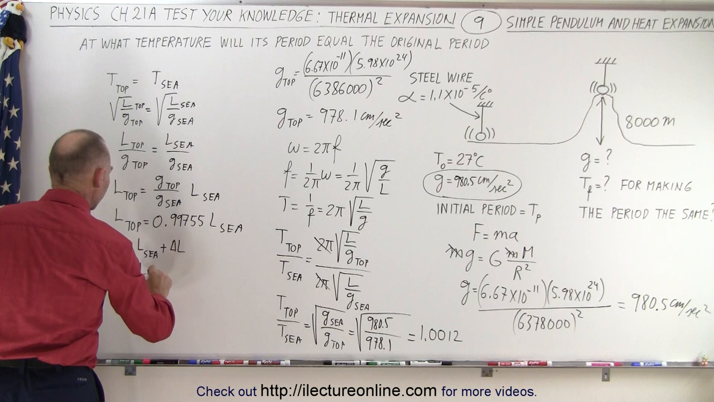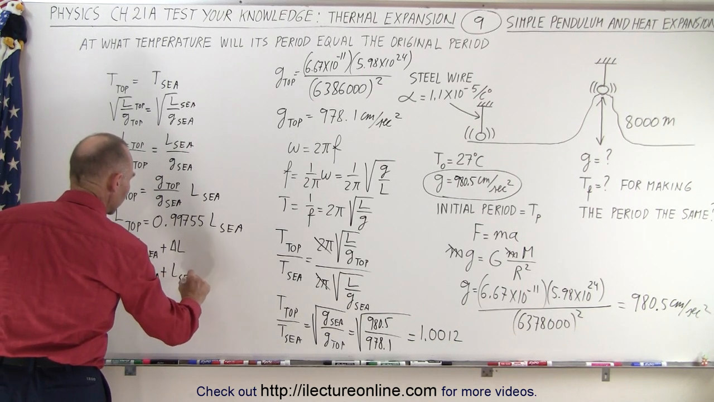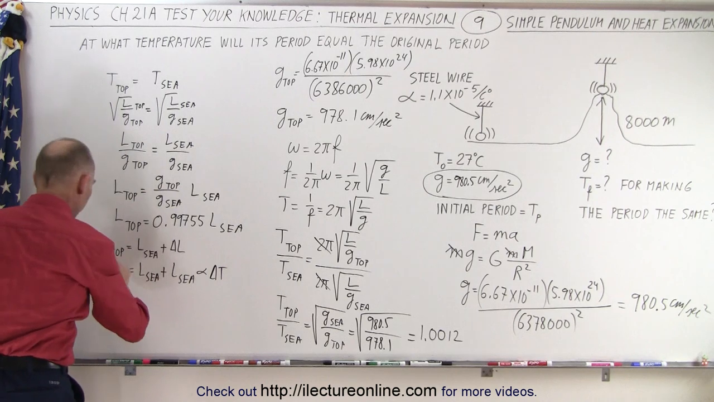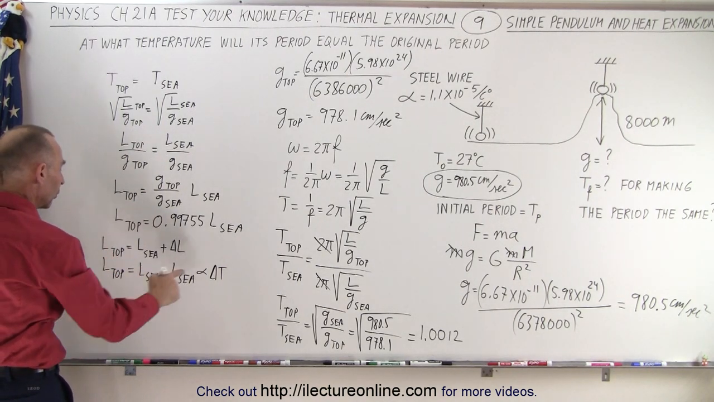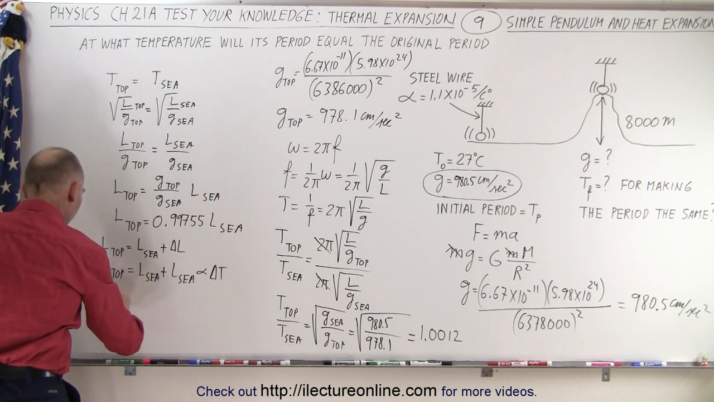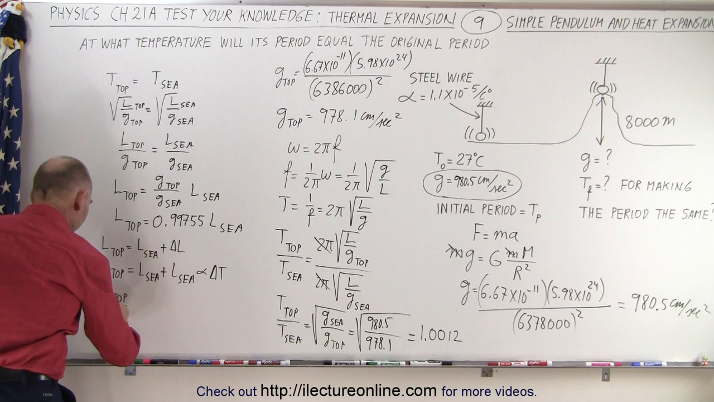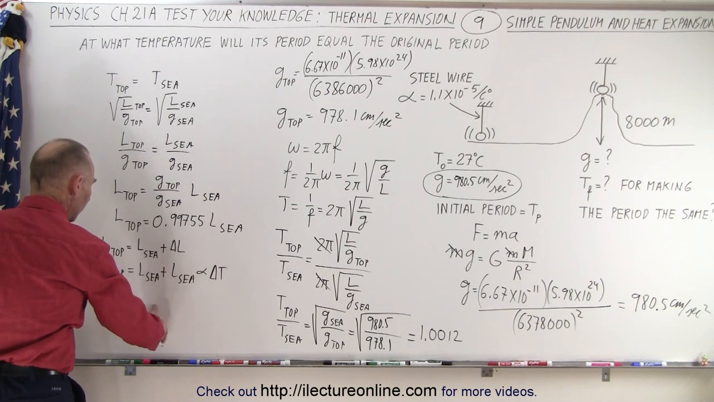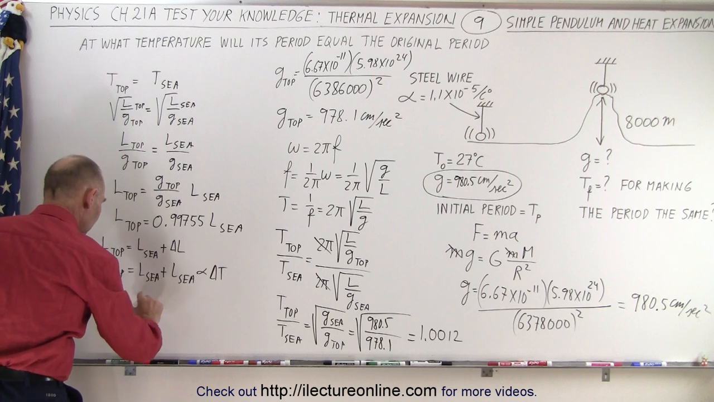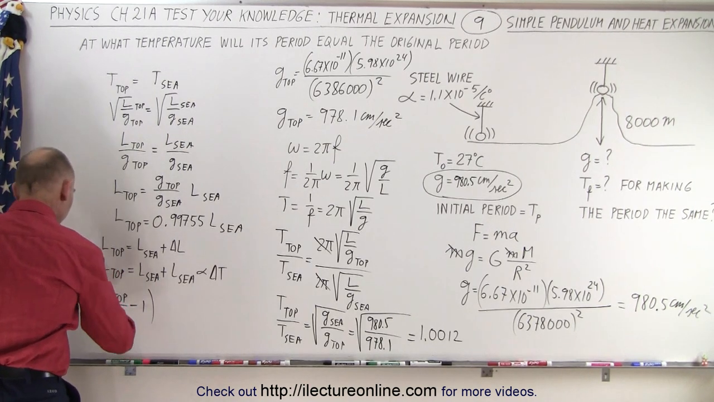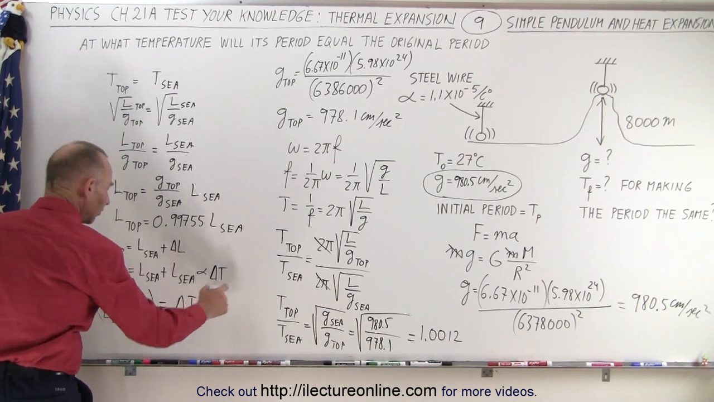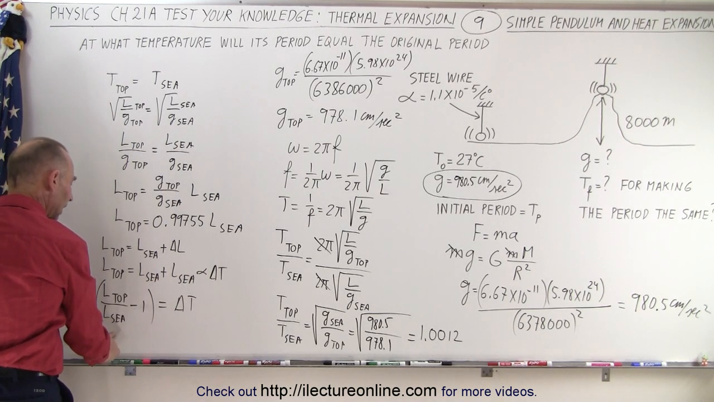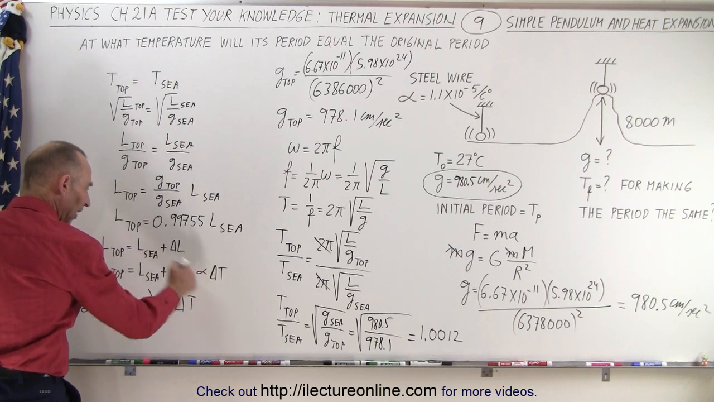So this is equal to L at sea level plus L at sea level times the linear coefficient of expansion, which we have right there, times the change in the temperature, and that will be L at the top. So now we're going to factor out an L at sea level, divide both sides by that, so we have L at the top divided by L at sea level equal to 1 plus alpha delta T. We subtract the 1 from both sides and multiply both sides by 1 over alpha, which gives us delta T. So that's solving this equation for delta T by first factoring out an L at sea level, dividing both sides by that, then bringing the 1 over to this side, and dividing both sides by alpha.